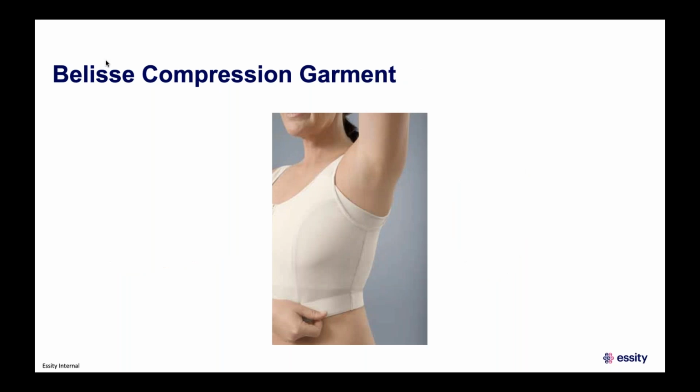This is the Belize compression garment, which has pockets that can accommodate special chip foam pads. And this is a wonderful garment to use because you can see that it's high cut in the axilla and it has a long margin down the thorax. So it covers a lot of area, and there's a lot of opportunities to insert chip foam inside this to help to remodel and affect fibrosis and swelling.